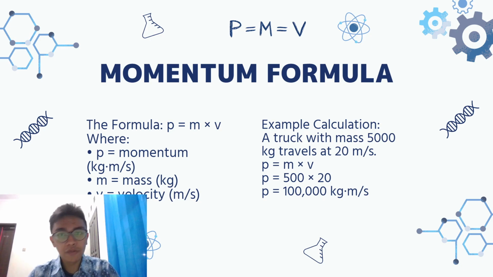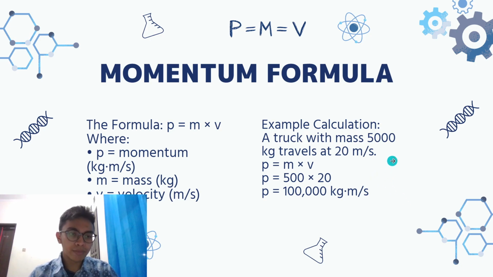Now let's get to the formula of momentum. The formula is P equals m times v, where P is the momentum, with the unit kilogram meter per second, m is mass, in kilograms, and v is velocity, in meters per second. Now let's do a quick example calculation.